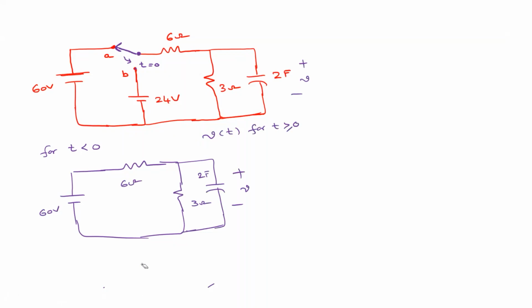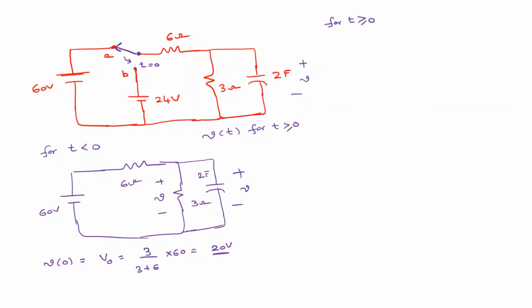Since the capacitor is open circuited, the voltage across the capacitor is equal to the voltage across this 3 ohm resistor. If we assume that the initial voltage is V naught, in other words, V of 0 equal to V naught, what is its voltage? 3 by 3 plus 6 into 60. So this is 20 volts. Good. So this is the initial condition for t greater than or equal to 0.